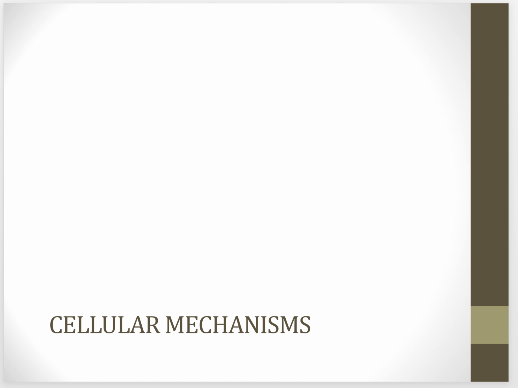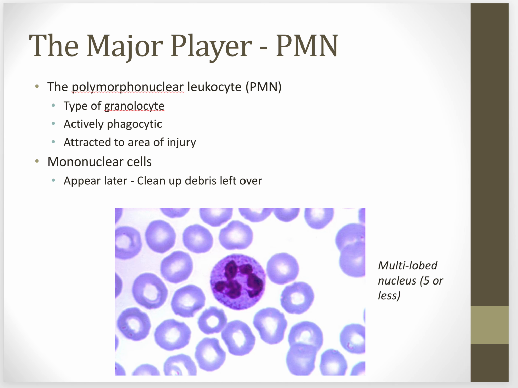Cool? All right. So now we're on to the cellular mechanism. So we have to talk about what the cells are doing in this case. And remember that the main point of all of this is the white blood cells making their way out of the circulation so that they can get to the area of injury.